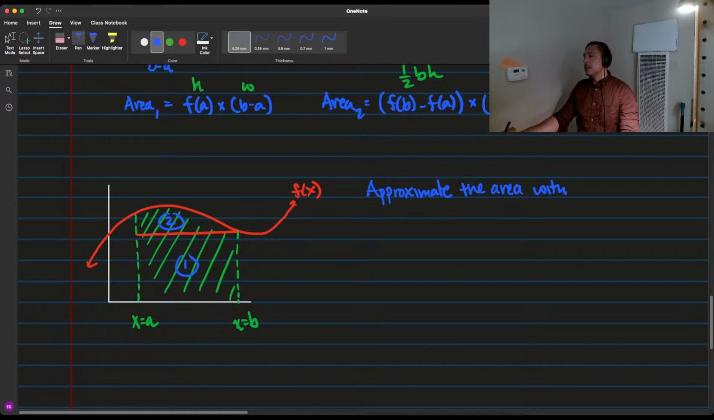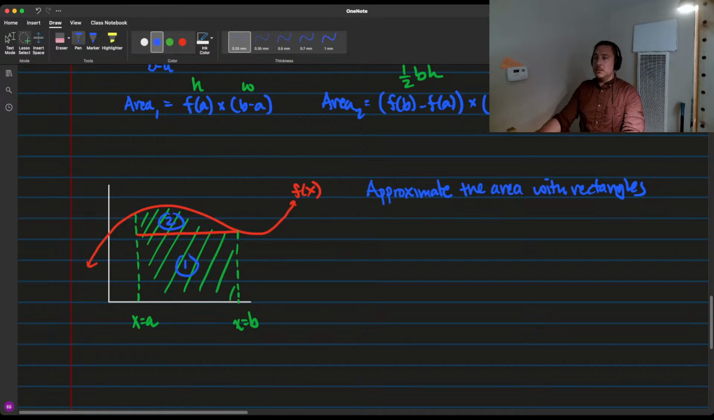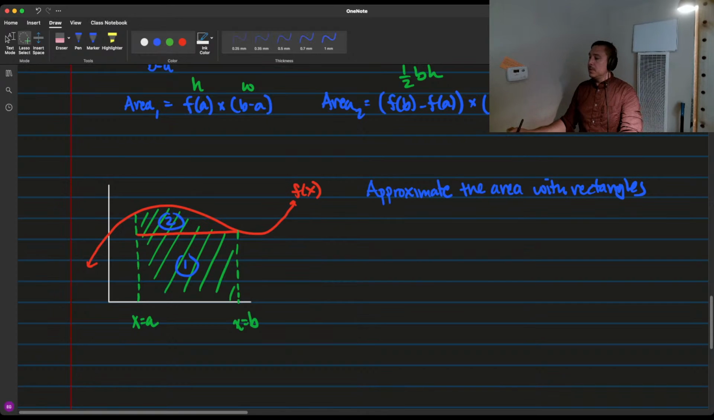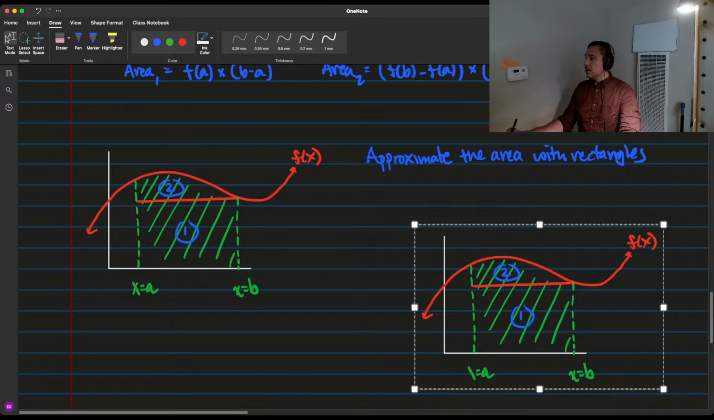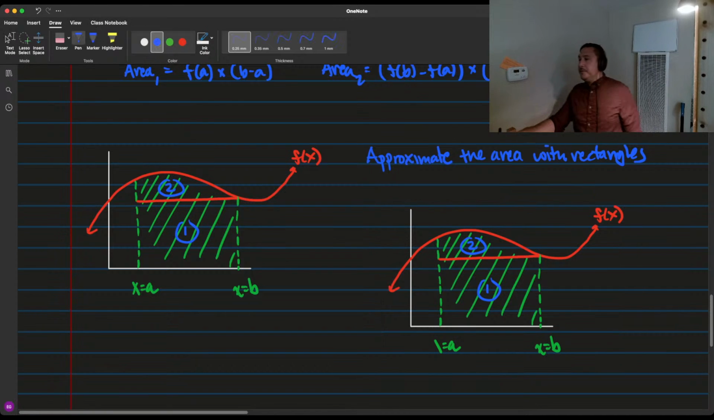With rectangles. So I'm going to copy this so I don't have to redraw. Let's copy it and paste it over here. This is so amazing how you could do this. Isn't that pretty cool? I don't have to redraw the whole thing. I really love this.